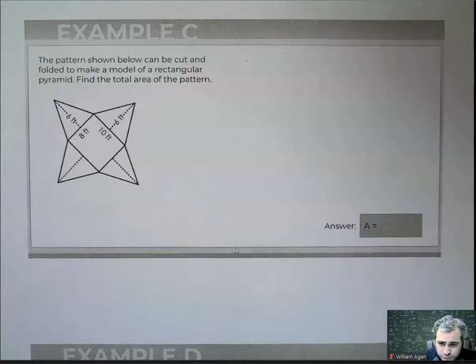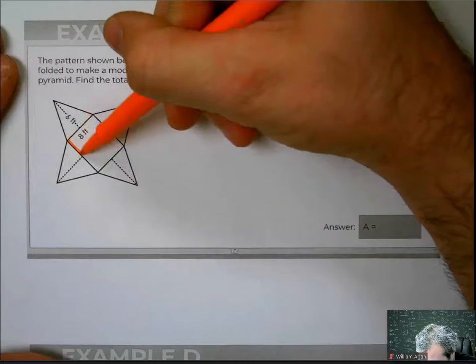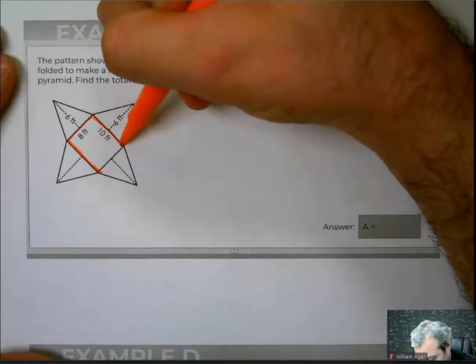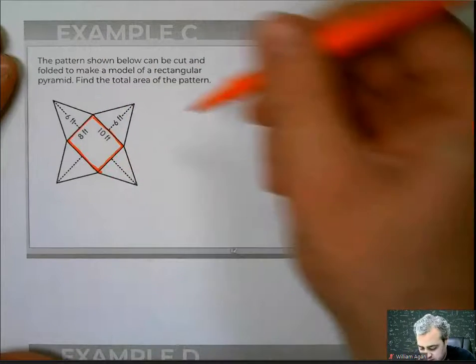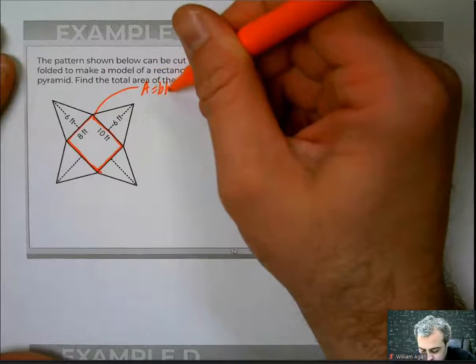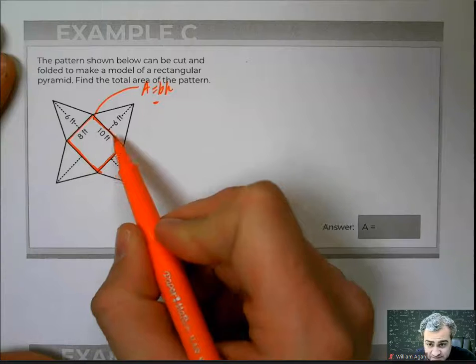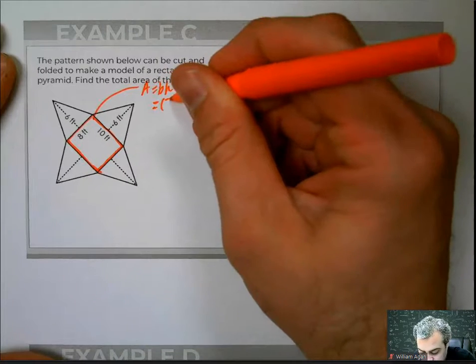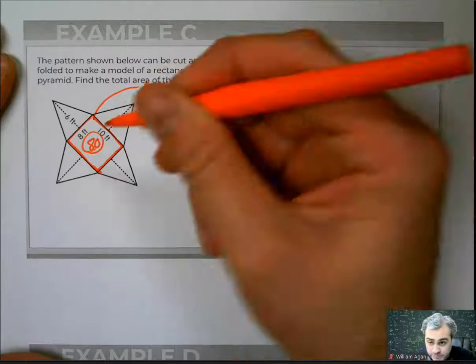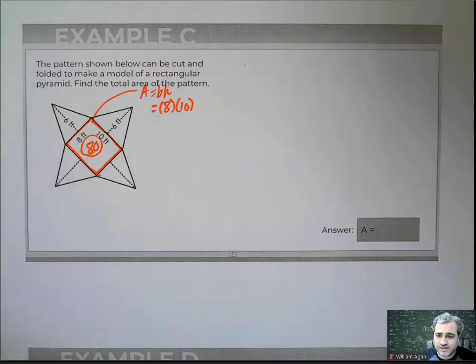Okay, so we have a few different shapes here. The most obvious one, the easiest one to see, is that rectangle right in the middle. And I mean, that one's pretty easy. Area of a rectangle is just base times height. And 8 and 10. Doesn't matter which one's the base and which one's the height. It's going to be 80. Remember, circle it. Put it in there, circle it. That way at the end you won't forget anything.